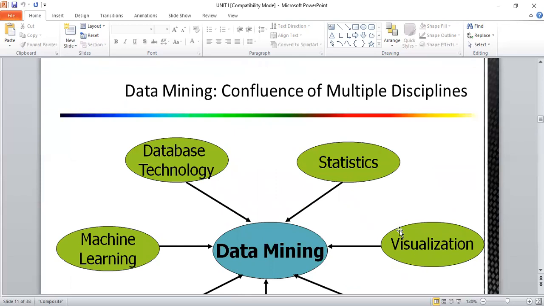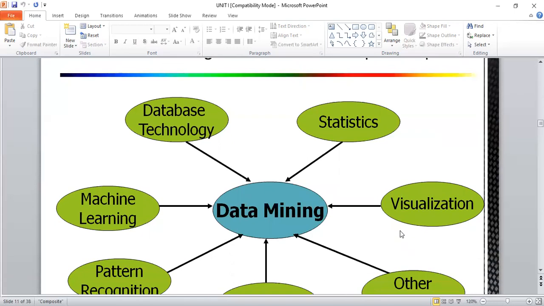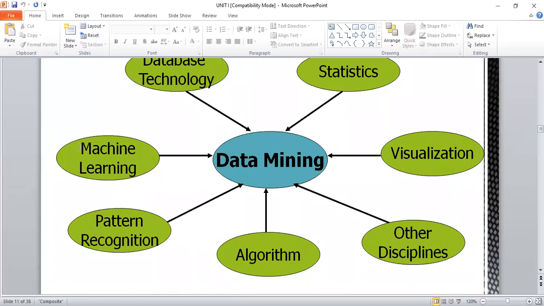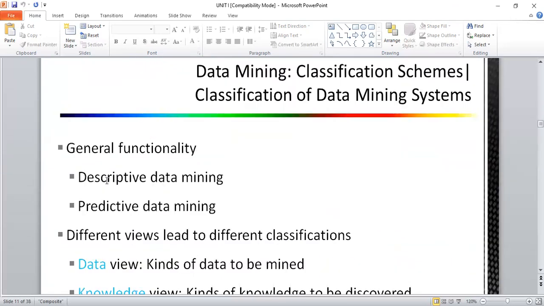Next, data mining is a confluence of multiple disciplines. That is just a part that you should know. Basically, everything merges into data mining, whether it is database technology, statistics, visualization techniques, algorithms, pattern recognition, or machine learning. They all come in the end towards data mining. So data mining is a kind of pond for all these things, where all of them merge together at one place. That was the point I wanted you to understand.